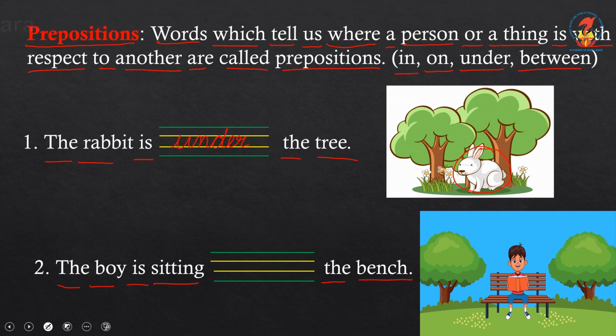Next, the boy is sitting dash the bench. From the picture you can see the boy is sitting. What will be the answer? On the bench, touching the surface. So, on the bench.